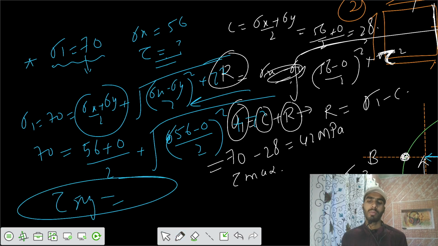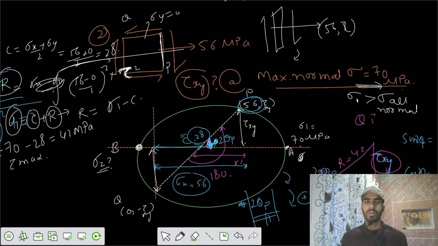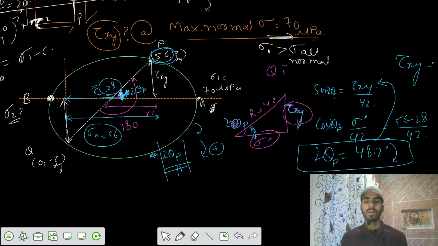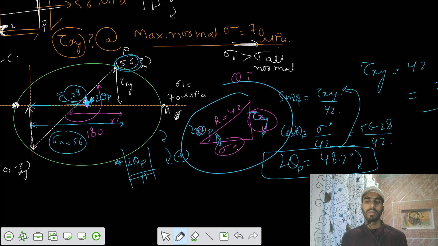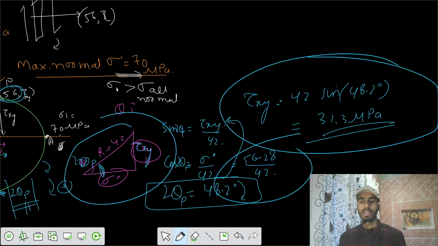But if you solve by Mohr's circle, you need a lot of calculation also. To solve that problem, you need to draw a circle, you need to get this triangle, and you need to get theta, then you need to get tau xy. So this covers all the problems from stress transformation and Mohr's circle.